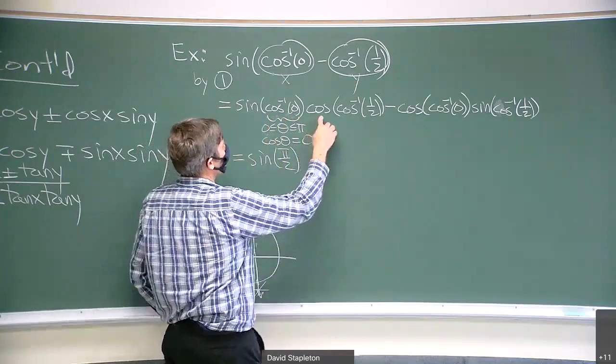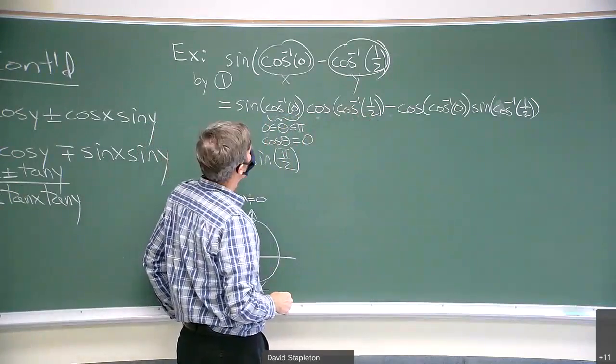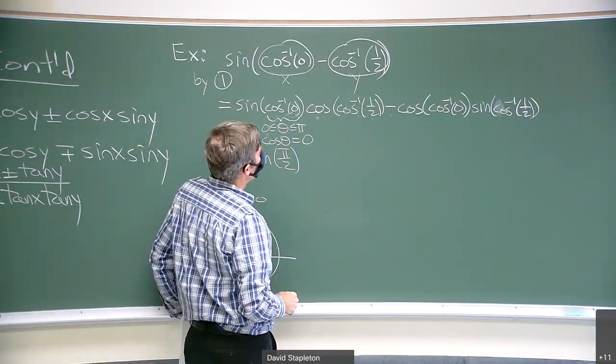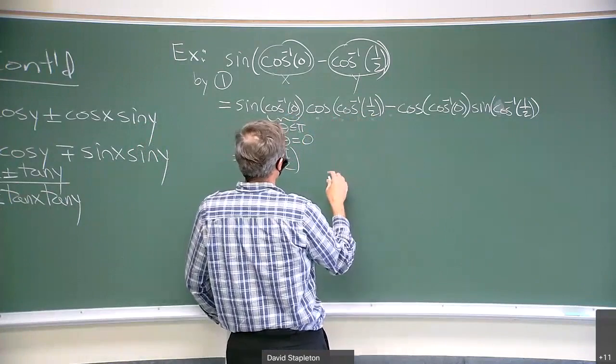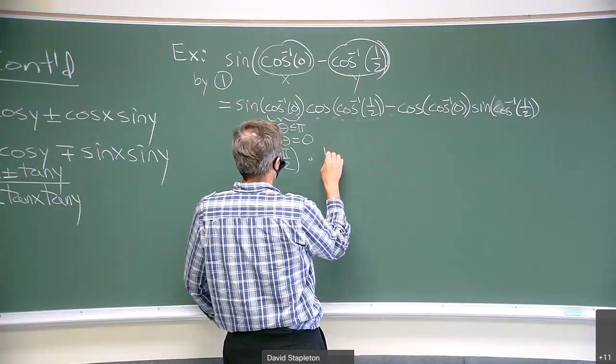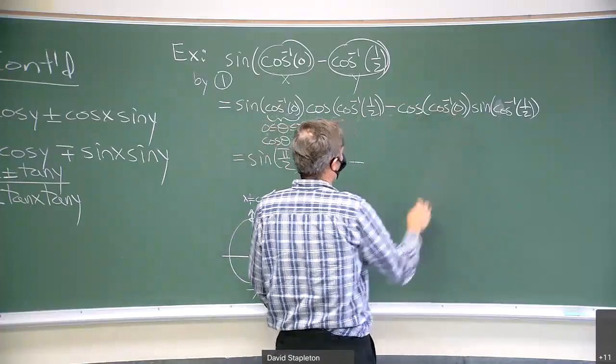And then what's the cosine of the arc cosine of a half? It's just 1/2, right? Because they undo each other, right? So the cosine of the arc cosine of a half is a half. And then minus cosine of the arc cosine of 0.